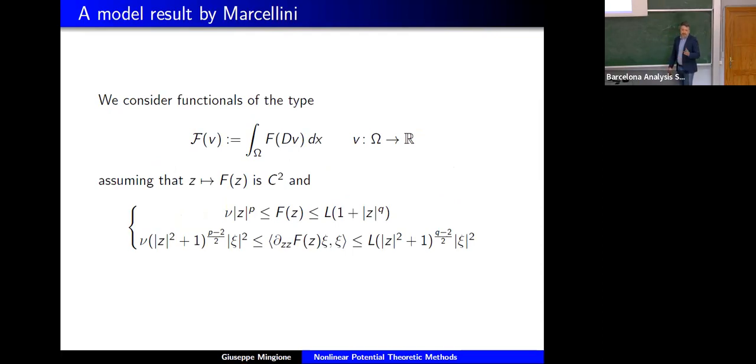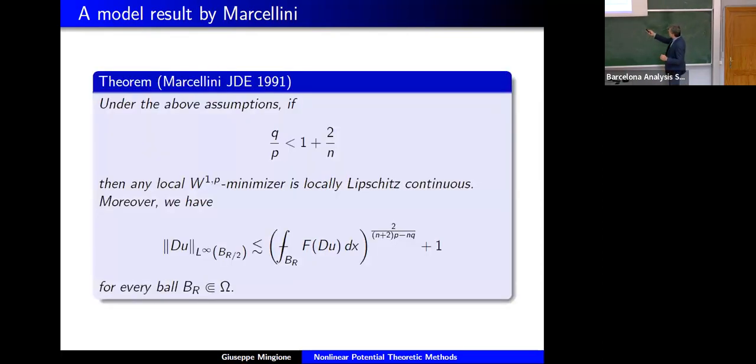As before, non-degenerate makes things simple. And if this is true, then Du is bounded and you have this a priori estimate. When p is equal to q, this is like Du to the q, and this is one over q, the classical Moser L-infinity estimate. Otherwise, it is something whose exponent blows up when you reach the borderline case.